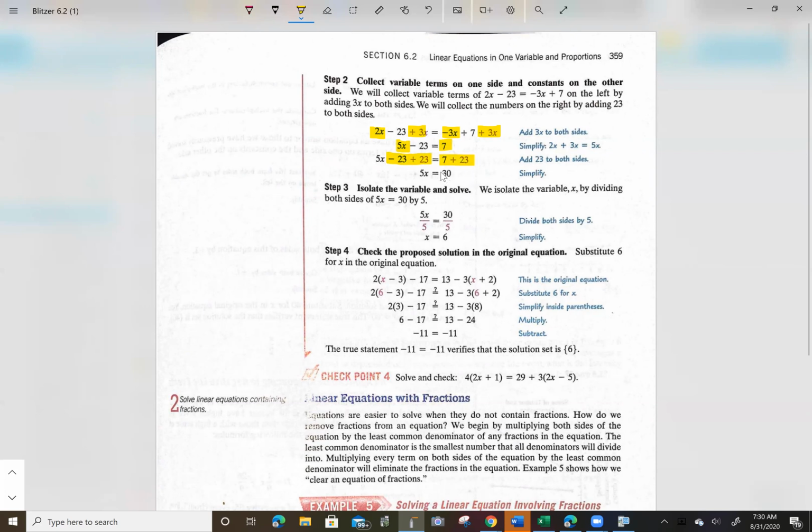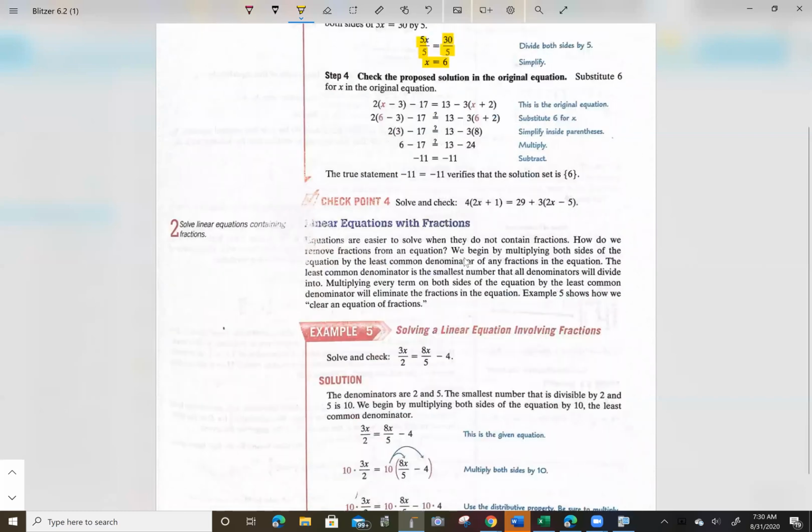So now on the left-hand side, we have 30. On the right-hand side, we have 30. On the left-hand side, we have 5x. Now divide both sides by 5. 5x divided by 5, 30 divided by 5, and x is equal to 6. I'm not going to go back and check, but you can see what they did.